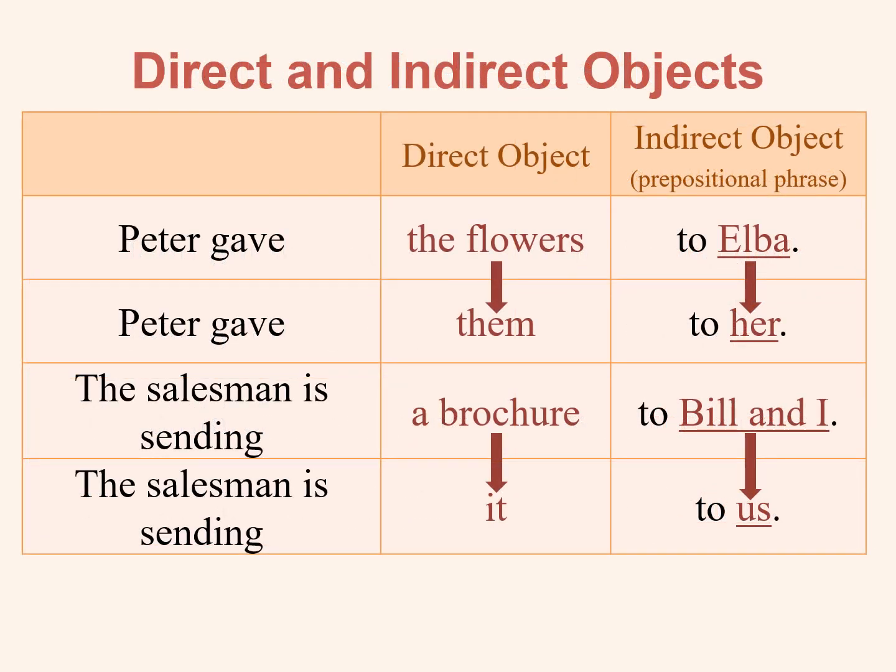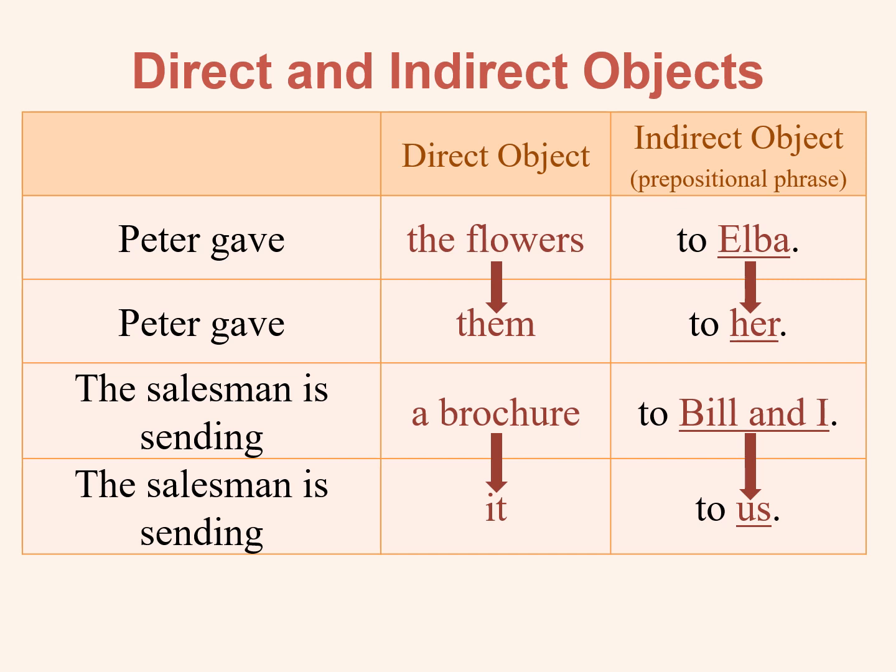Some verbs take both direct and indirect objects. Direct objects usually refer to something. Indirect objects usually refer to a person. In the sentence, Peter gave flowers to Elba, flowers is the direct object. The flowers are the thing. And to Elba is the indirect object. It tells who received the flowers.